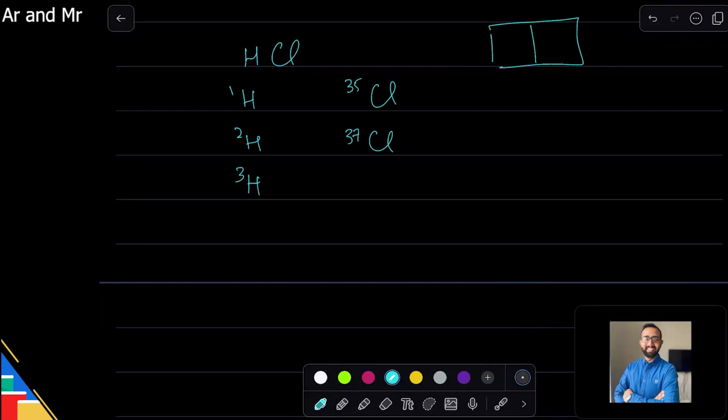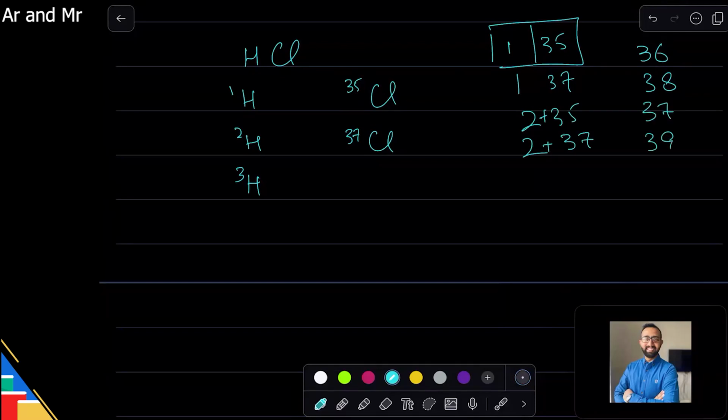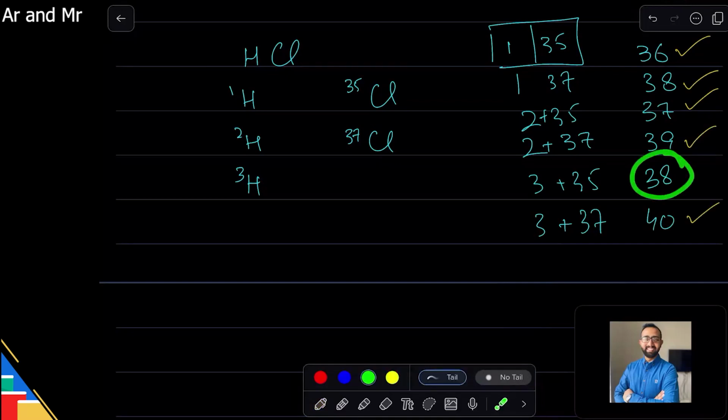I can have 1 and 35. That's a total mass of 36. I can have 1 and 37. That's a total mass of 38. Or I can have 2 and 35 and 2 and 37. So that will be 37 and 39. I can have 3 and 35. I can have 3 and 37. That will be 38 and 40. Now let's see how many different masses I can get. 36, 37, 38, 37, 38, 39, 40. You see, this is repeating. So that means I can get 5 different values for their overall mass.